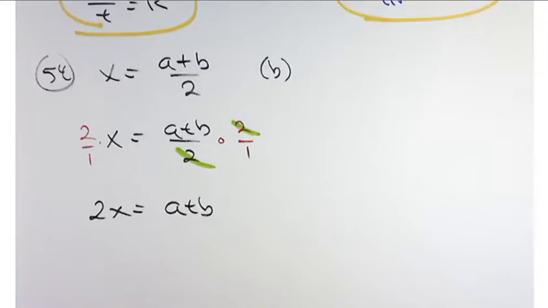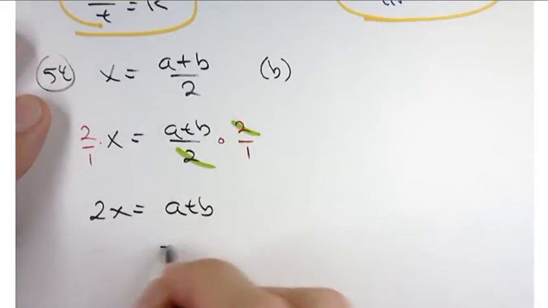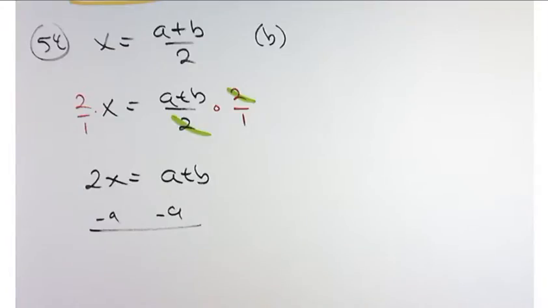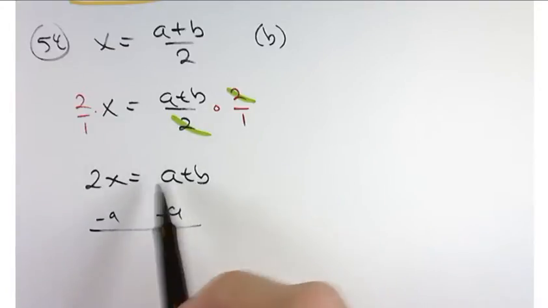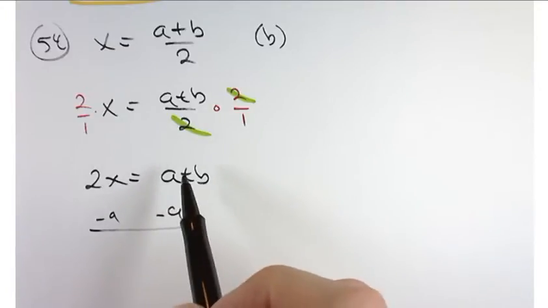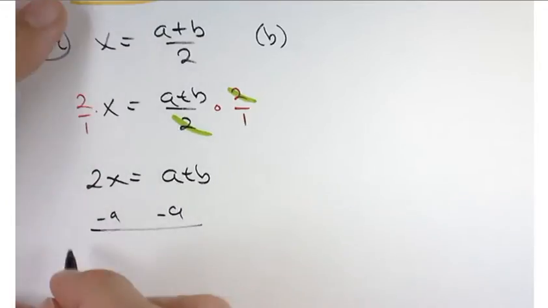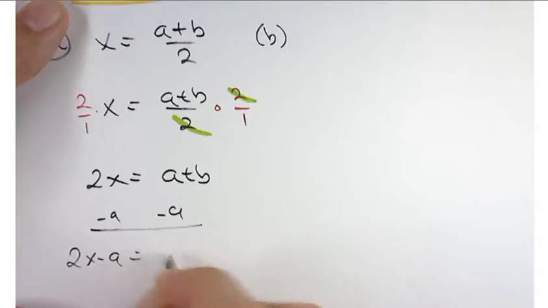All right, so let's subtract what from both sides now? a. How come I'm subtracting and not dividing? Right. The opposite of adding a would be subtract a. So always go back to this idea of opposite operation. 2x minus a equals b.